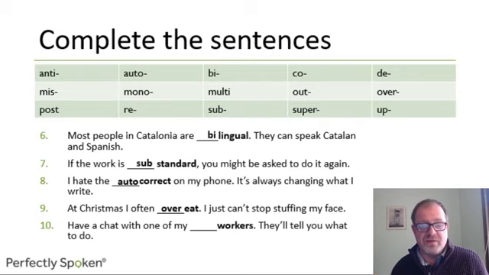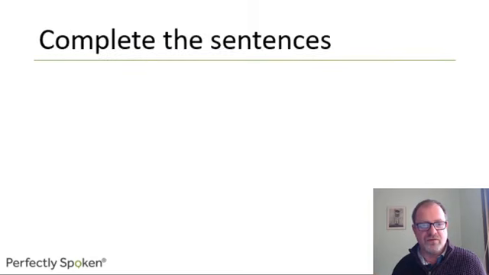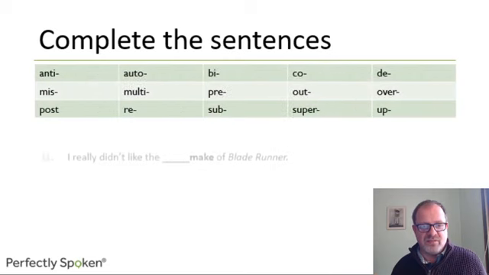Have a chat with one of my something workers. They'll tell you what to do. So it's somebody who works together with me. So the prefix that means together or with you is co-worker. A co-worker is someone who works with you or together with you. Okay, some more now.